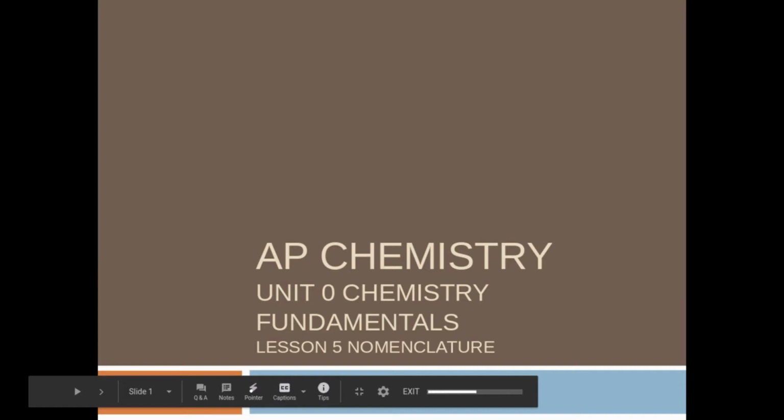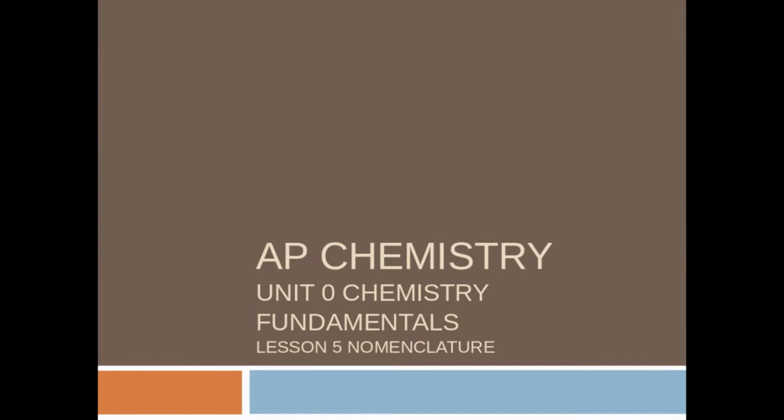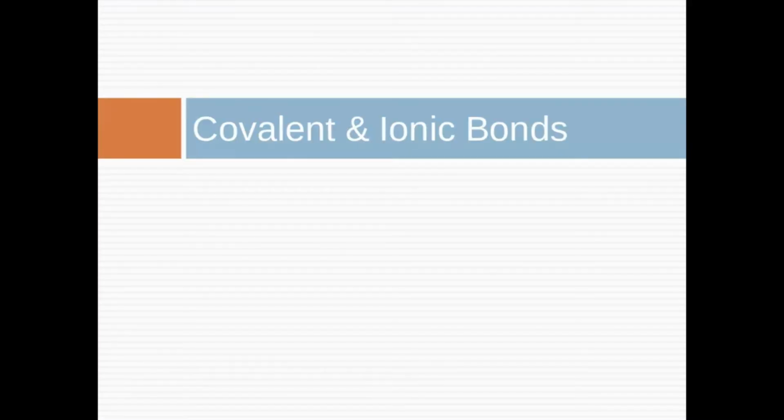Alright, so this is our last lesson of Unit 0, and today we're going to be focusing on naming compounds, also called nomenclature. First, we need to look at the difference between covalent and ionic bonds and just kind of review that. Because remember, we have different rules for naming a covalent compound versus an ionic compound. So we need to be able to tell the difference.